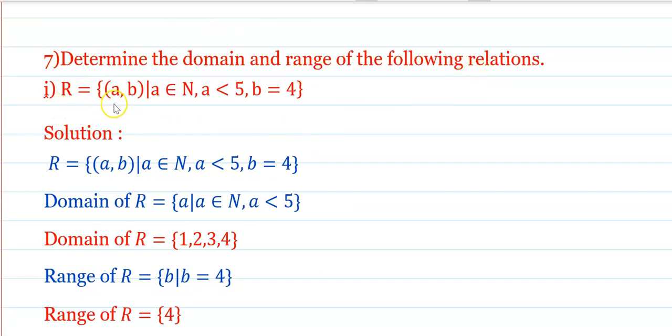R is equal to {(a, b) such that a belongs to the set of natural numbers, a is less than 5 and b is equal to 4}. Okay. Now, for the value of a, we will take it as less than 5 here.